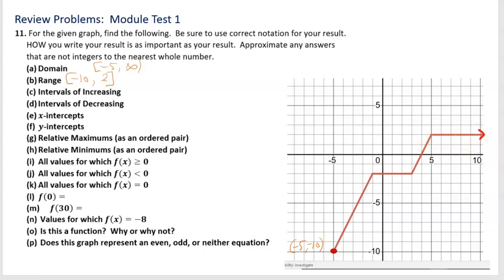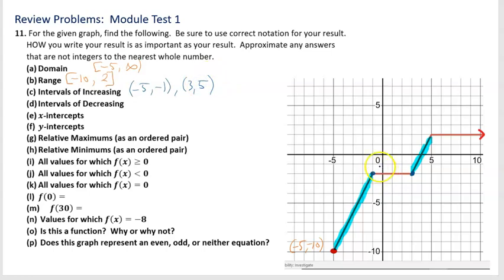Intervals of increasing. Let's highlight increasing. So that little segment right there is increasing, and this segment right here is increasing. Remember, when we do increasing, decreasing, constant, we only use x values. So I start increasing at -5. I always use parentheses. And then it stops at this point right here, which is x is equal to -1. But then it starts again over here at x equals 3. And it stops at x equals 5.